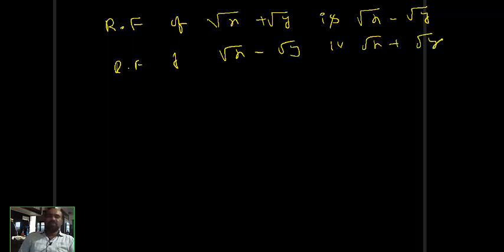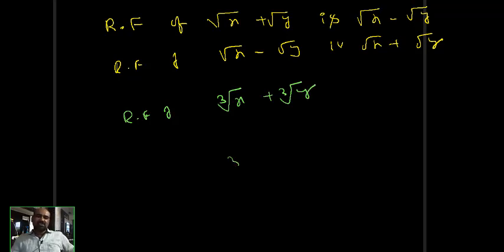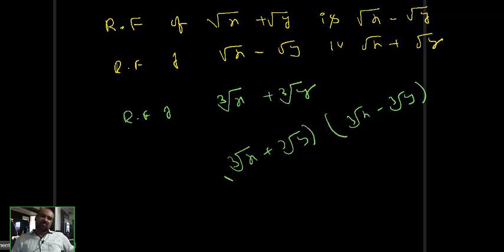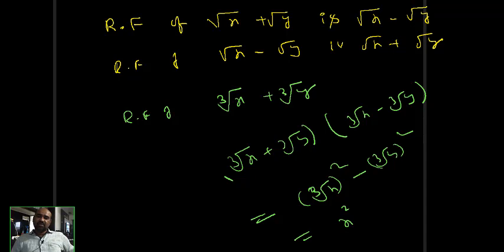Here also students will get confused. Sometimes I will ask a question: find the RF of the cube root of x plus the cube root of y. Again they will get confused and say the answer is, sir, the RF is the cube root of x minus the cube root of y. Again the answer is wrong. Why? If you multiply these two, what happened? a plus b, a minus b gives a squared minus b squared: the cube root of x whole squared minus the cube root of y whole squared. This is nothing but x power 2 by 3 minus y power 2 by 3. We can't say this is a rational number.